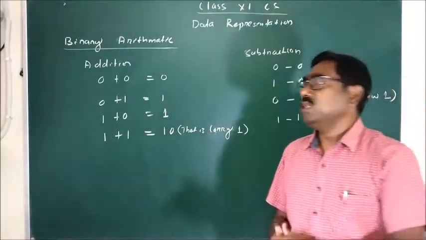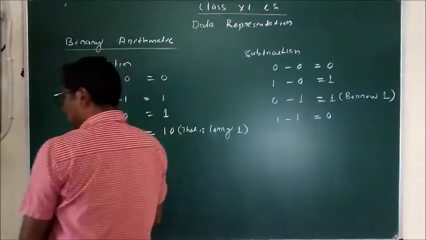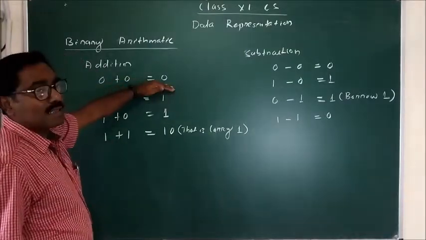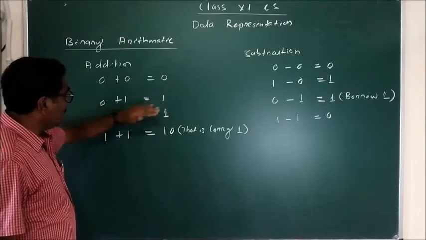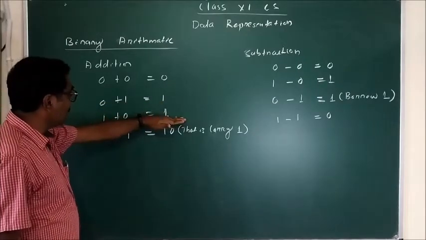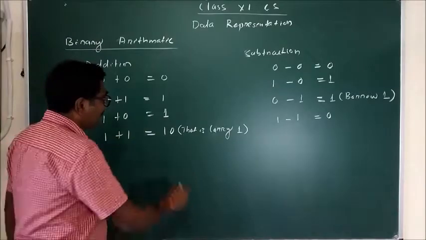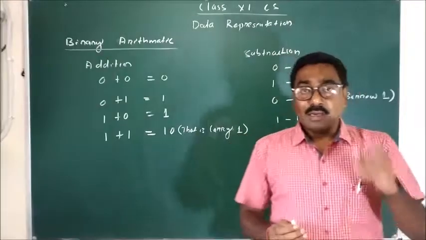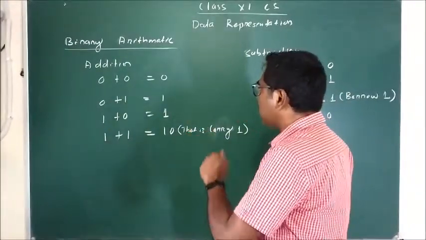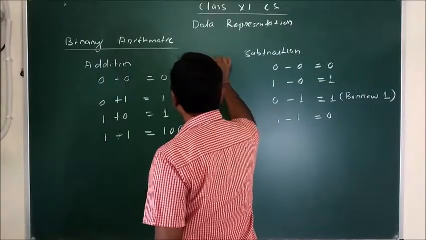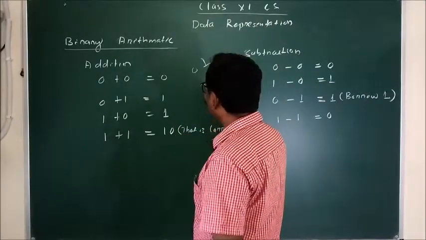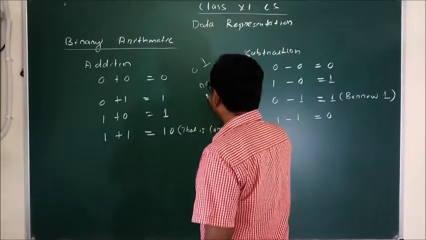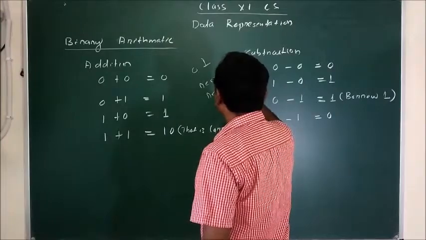In case of addition, we have to remember this much: if we are adding 0 to 0, then the result is 0. 0 plus 1 is 1. 1 plus 0 is equal to 1. 1 plus 1, the number is 1 0, it is not ten, it is 1 0. Now just remember one thing here, the 0 or 1 is the binary number. Decimal 0 is equal to binary 0, decimal 1 is equal to binary 1.